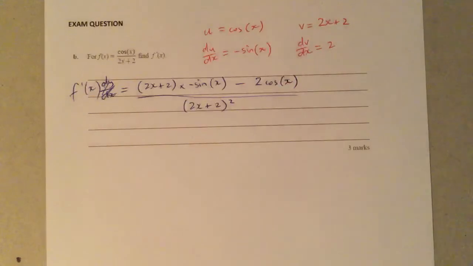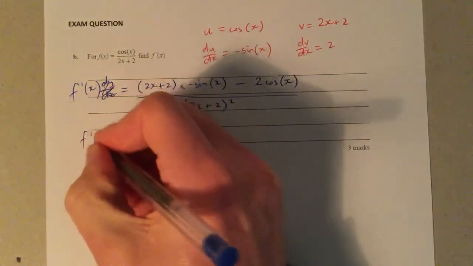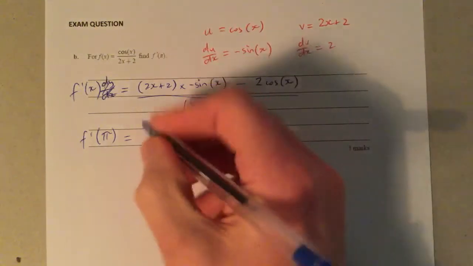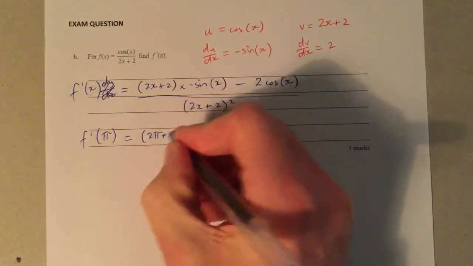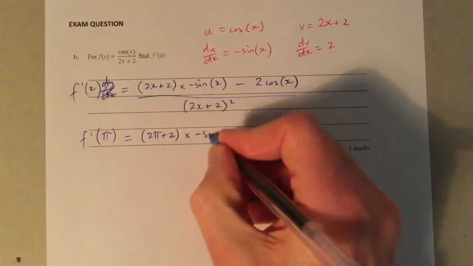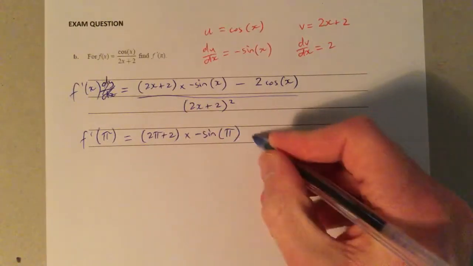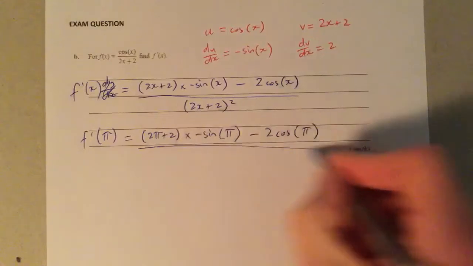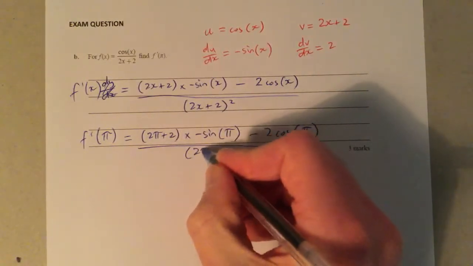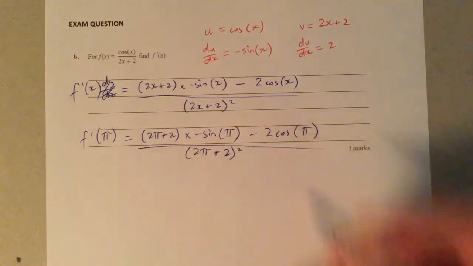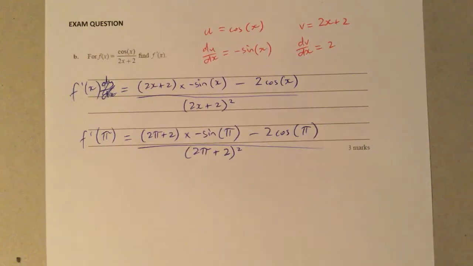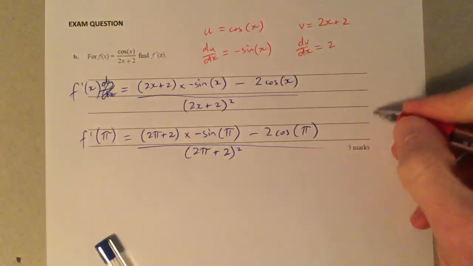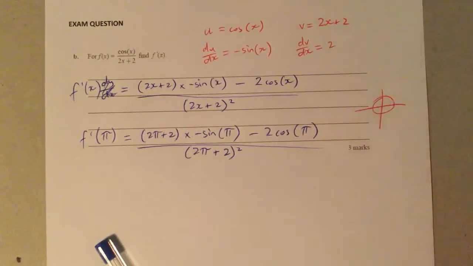Oh no, I've written dy dx, actually should have used the function notation, right? That's f dash of x, okay? And now f dash of pi, we just have to sub in x equals pi and work all this out. So it's going to be 2 pi plus 2 times negative sine of pi minus 2 cos of pi all over 2 pi plus 2 squared. Okay, so we're going to have to remember how to work out sine of pi and cos of pi. If you can't remember them off the top of your head, go to your unit circle.